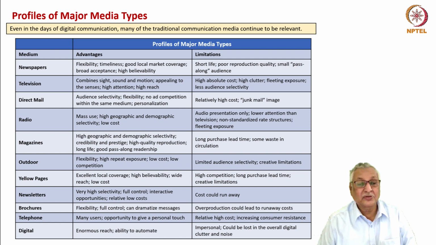Yellow Pages provides excellent local coverage, high believability, wide reach, and low cost. But it has high competition, long purchase lead time, and creative limitations. Newsletters have high selectivity, full control, interactive opportunities, and relatively low cost. But cost could be something which will go away. Brochures offer flexibility, full control, and can dramatize messages. Overproduction could lead to runaway costs.